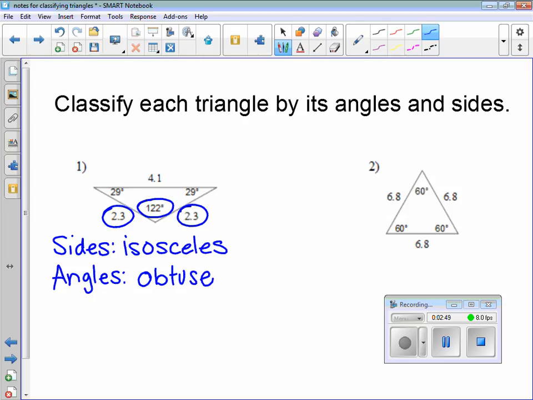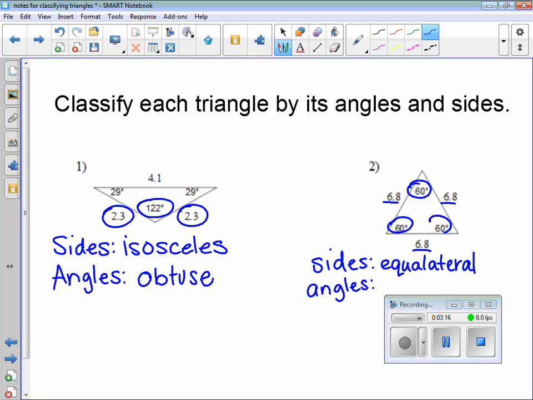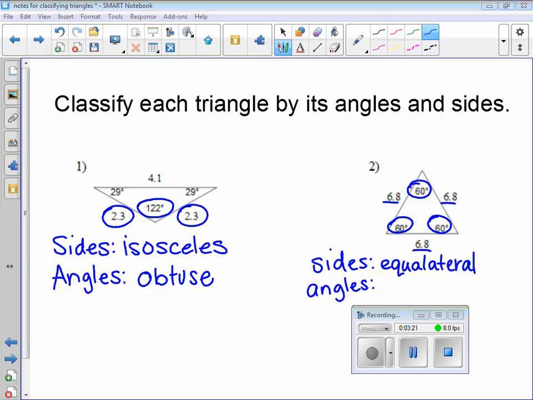Looking at number 2, when we look at all 3 sides of the triangle, we see that all 3 sides are 6.8. So classifying this triangle by its sides, we would say that it is equilateral. And when we look at the angles of the triangle, we see that they're all less than 90 degrees, but they're all 60 degrees. They're all equal. So we can classify this triangle by its angles as equiangular.